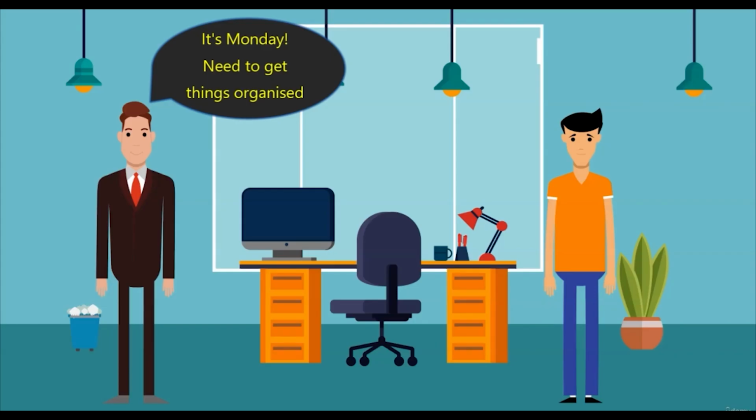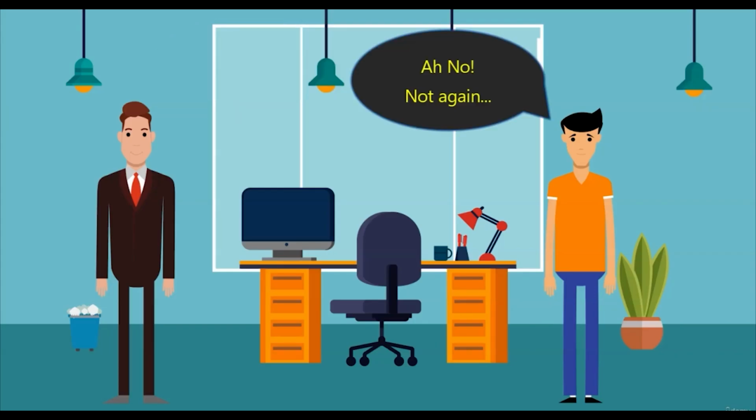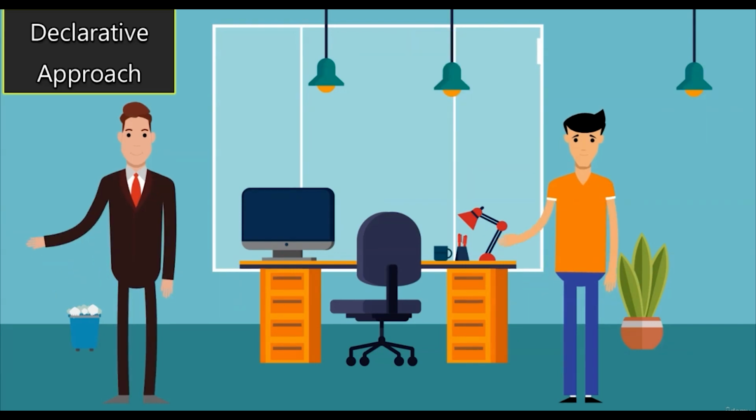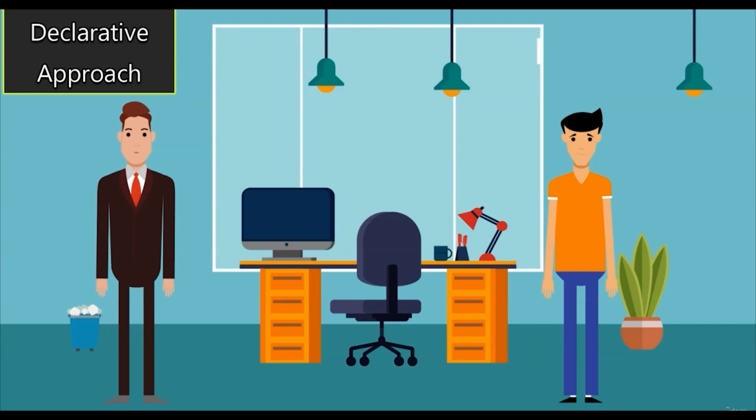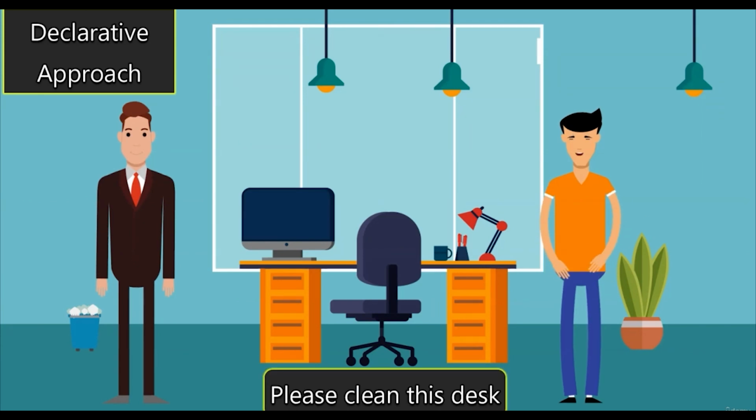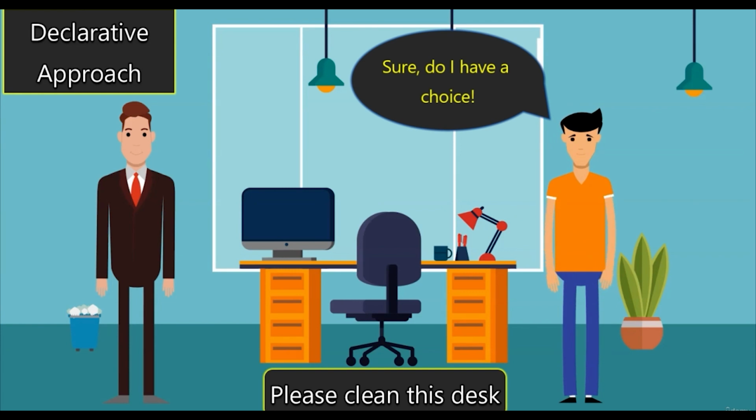Imagine you want your friend to clean your desk. Scene number 1 is about the declarative approach and the second scene is about the imperative approach. So when you want your desk to be clean, you just inform your friend, hey buddy, please clean this desk. The desk is cleaned, provided you have a nice friend.